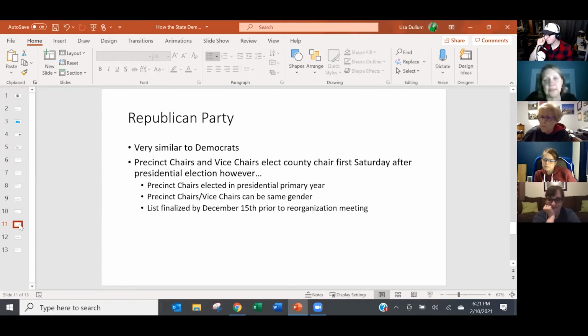They also elect their chairs and vice chairs the first Saturday after the presidential election. However, their precinct chairs are elected in the presidential primary year. So last May of 2020, they elected their precinct chairs. Their precinct chairs and vice chairs can be the same gender, which higher up, they have to be opposite gender, just like the Democratic Party, but not at the precinct chair level or precinct committee level, however you want to call them. And their list needs to be finalized by December 15th, prior to the reorganization meeting. So they have a much shorter window of when precinct chairs get appointed.